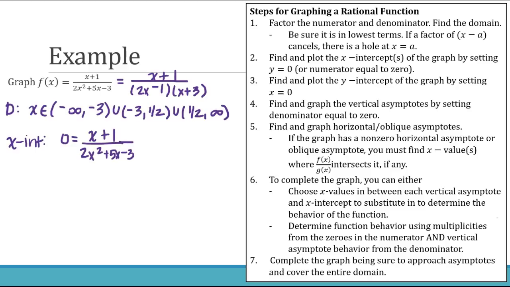Well, if we multiply both sides by the denominator, we essentially are just solving when does 0 equal x plus 1. Well, if I subtract the 1, I get negative 1. So to find x-intercepts, it's really like just setting the numerator equal to 0. So as a coordinate point, of course, it's negative 1, 0. And we'll plot everything on the graph at the end.